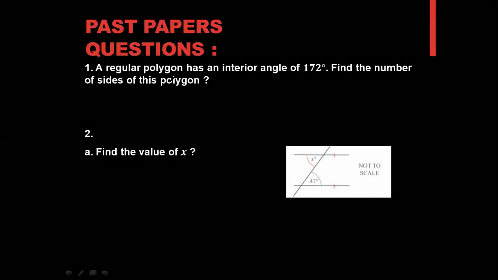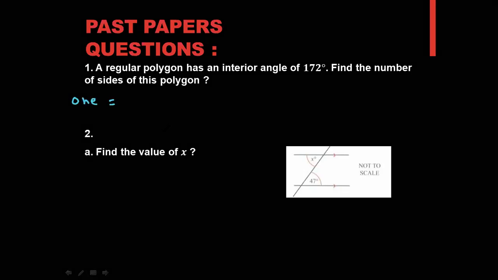A regular polygon has an interior angle of 172 degrees. Find the number of sides of this polygon. We agreed that I can calculate one angle only of the regular polygon by using the rule: the number of the sides minus 2 times 180. Then the answer finally we will divide it by 2.